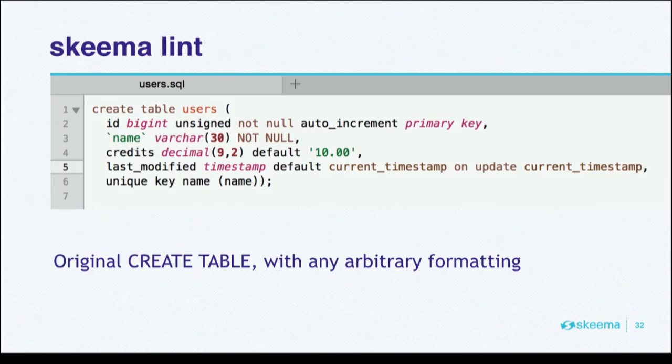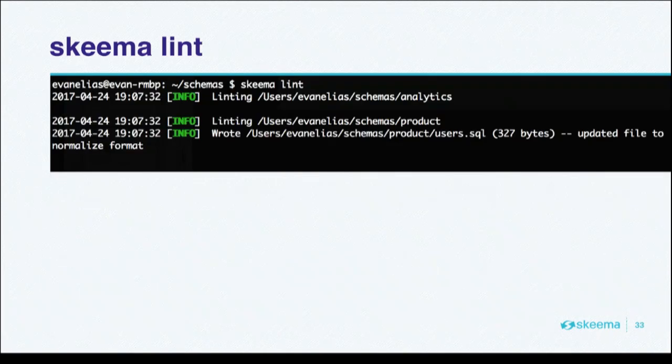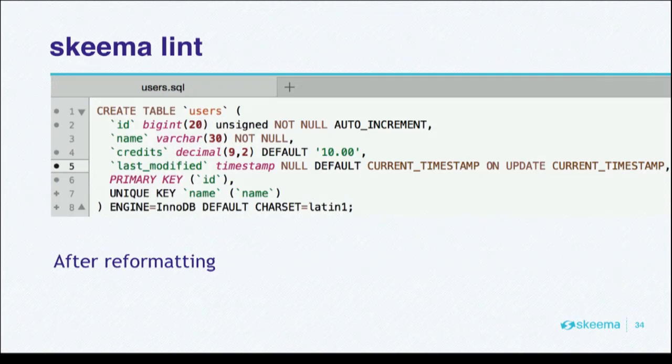So when we run schema lint, it will give you output saying any file that it had to touch. It'll tell you what it did. And then afterwards, it will be in the exact same format as show create table, where the primary key is its own line. Some extra defaults and stuff are specified clearly. Things that are nullable are shown in the right place.